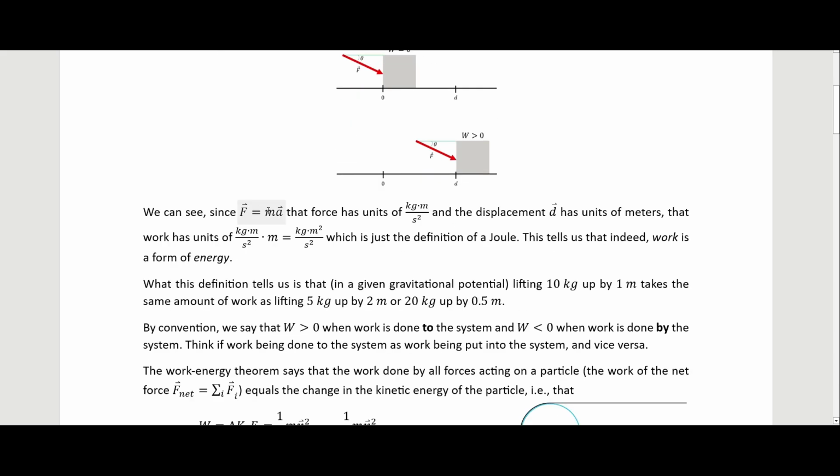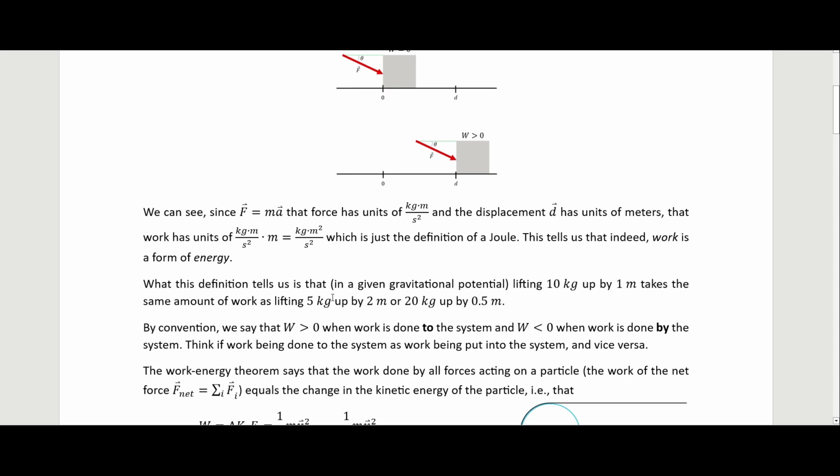We can see that F equals ma, that the force has units of kilogram meters over a second squared, and the displacement has units of meters, so work therefore has units of kilogram meters squared over second squared, which is just the definition of a joule, where a joule is a unit of energy. This tells us that indeed work is a form of energy.